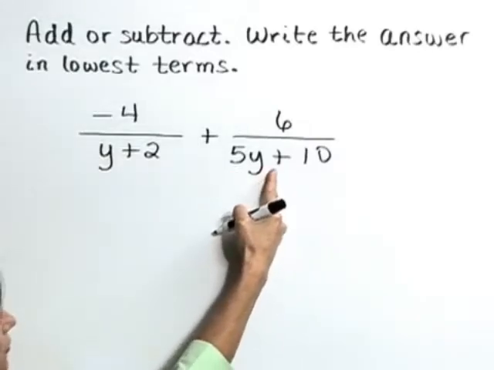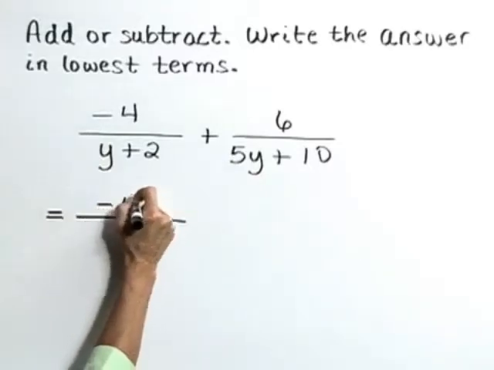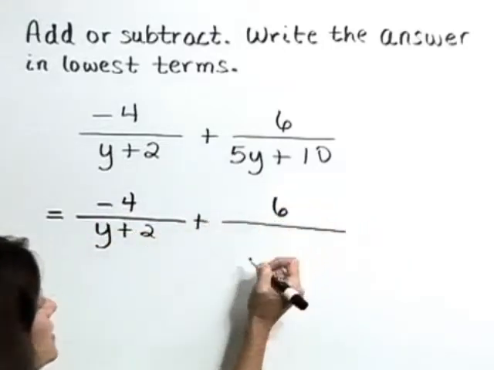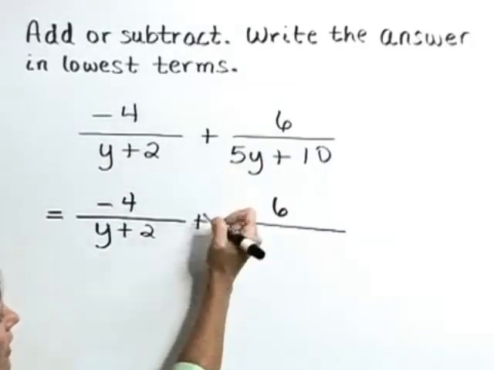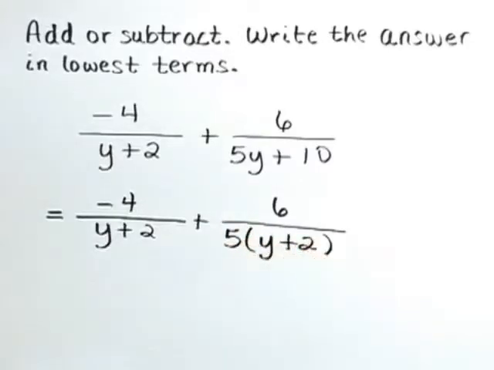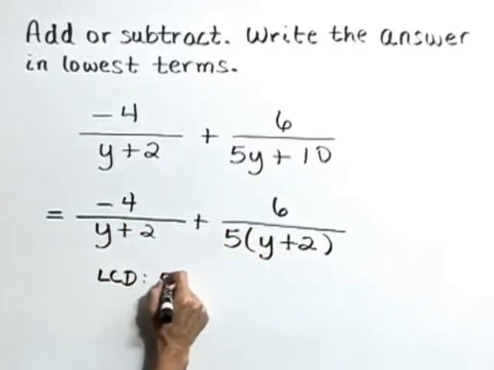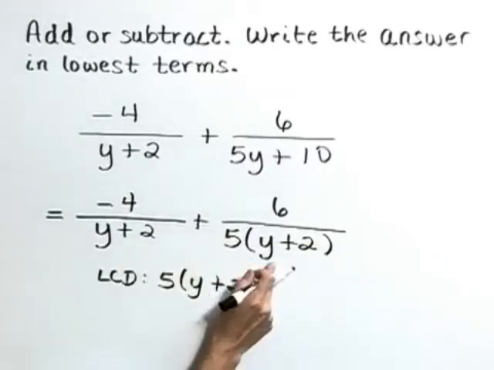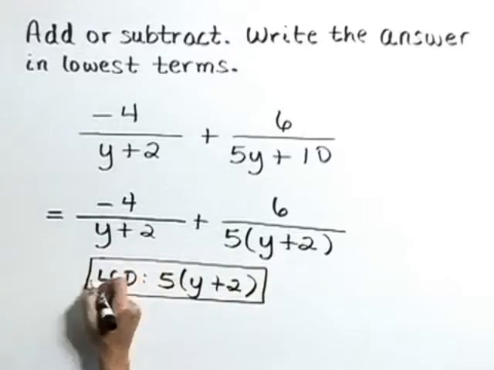We're going to start by factoring our second denominator. So this addition problem becomes negative 4 over y plus 2 plus 6 over, let's pull out our common factor of 5, and write this as 5 times y plus 2. Now as we inspect these denominators, our lowest common denominator is going to include every factor that we see, along with the greatest number of times it appears in either denominator. So our LCD is 5 times the quantity y plus 2.